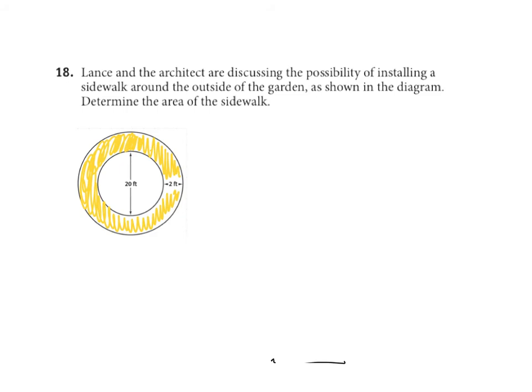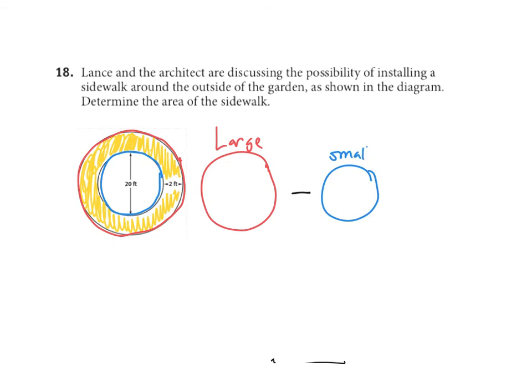shaded region. Thinking back to what we did on Friday, if I find the area of the large circle, so I'm just going to circle that one, and I subtract the area of the smaller inner circle, so I'm going to subtract that smaller one, that should give me then the area of the shaded region that's left. So think about the smaller circle. The smaller circle is the garden. The smaller circle was the garden that had a diameter of 20 feet. We knew that the radius was 10 feet. We knew that the area was 100 pi feet squared.